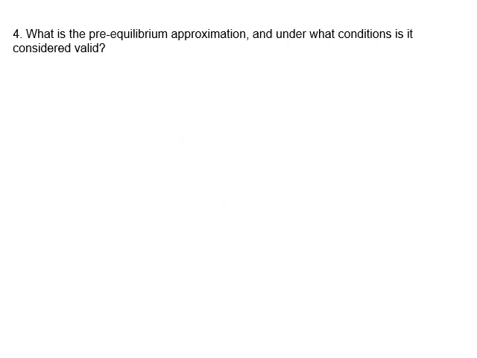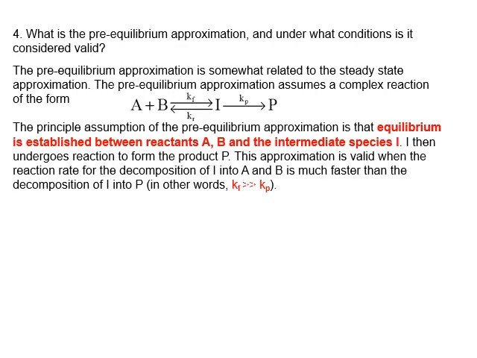Question number 4. What is the pre-equilibrium approximation and under what condition is it considered valid? Now, pre-equilibrium approximation applies also to consecutive reaction. Well, in this approximation, the first step, AB goes to I, and I also goes back to AB, is assumed to be in equilibrium. This assumption is valid when this reverse reaction, Kr, is much greater than Kp to produce the product. Under this condition, AB and I may reach equilibrium.